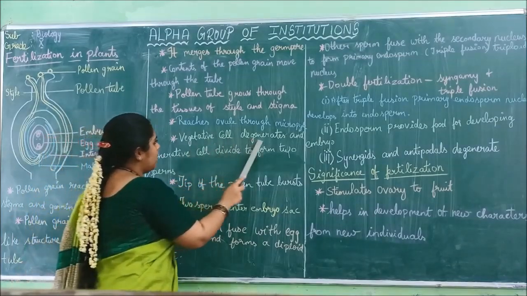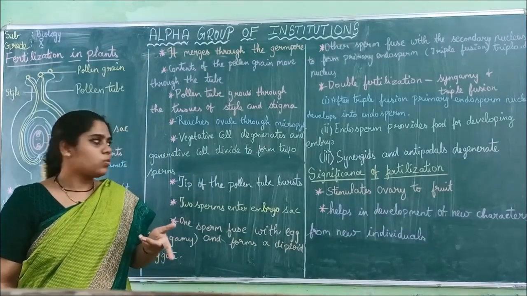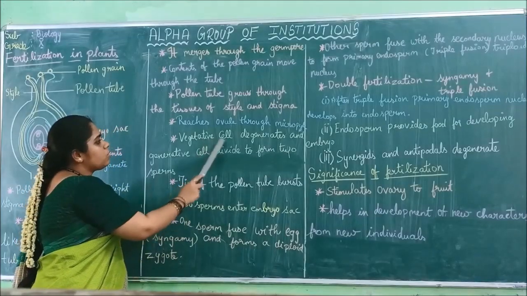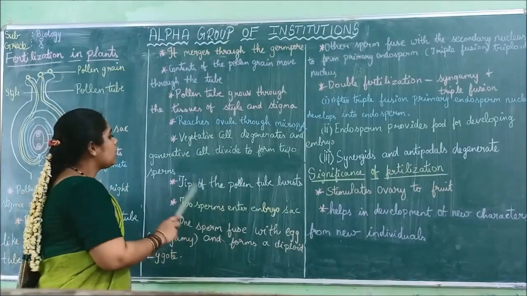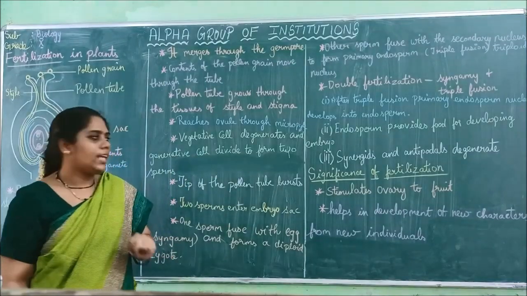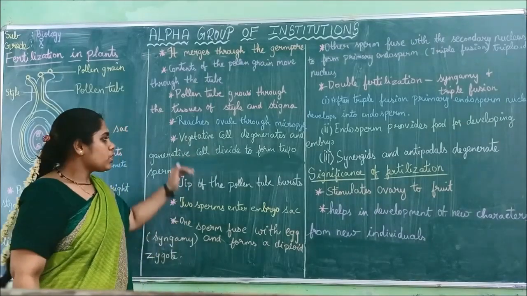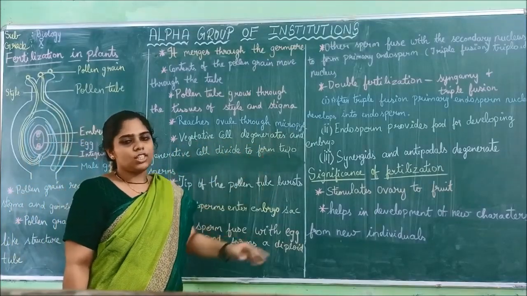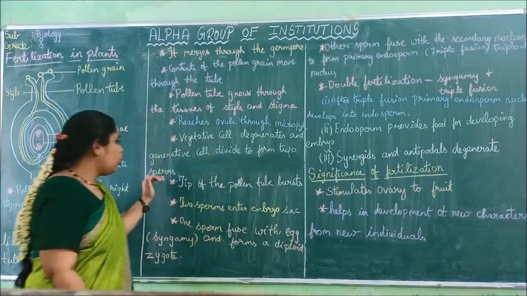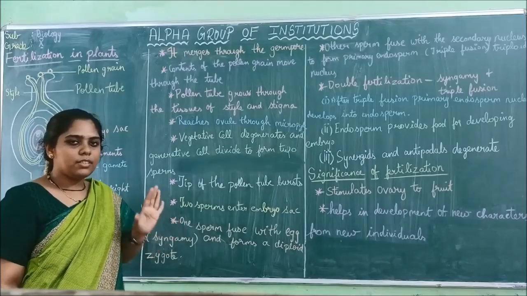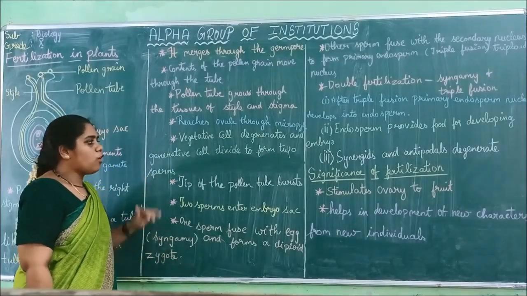Then the vegetative cell degenerates. We learned in the structure of the pollen grain that two types of cells are present: the vegetative cell and the generative cell. The vegetative cell degenerates; it just gets destroyed and disappears. The generative cell divides to form two sperms. Since it is the male gametophyte, from the anther, two male gametes are formed as two sperms.